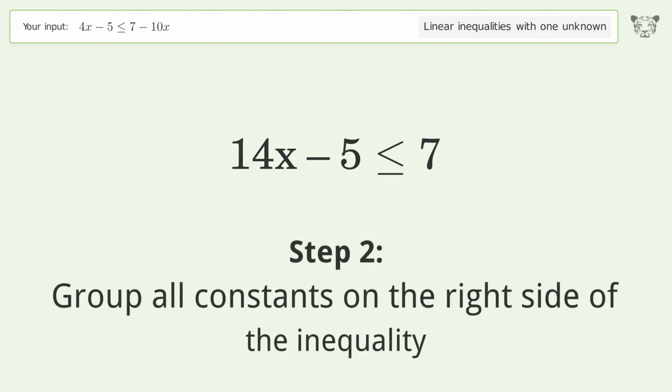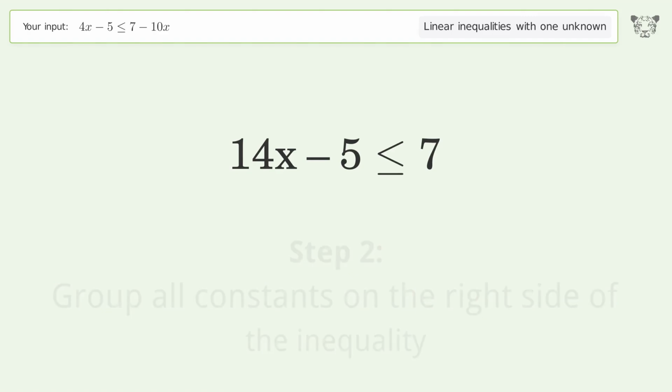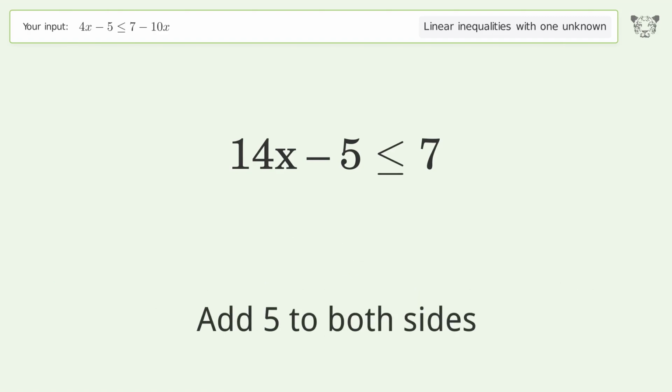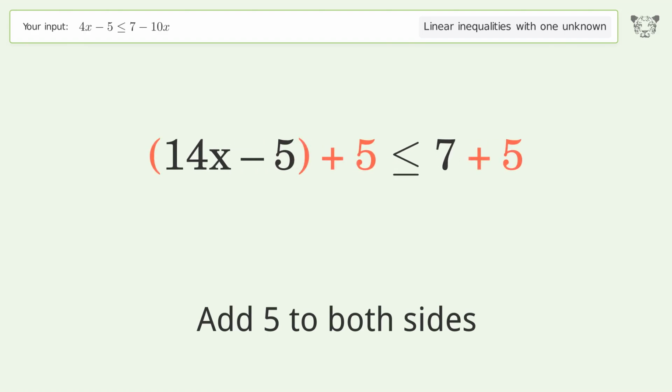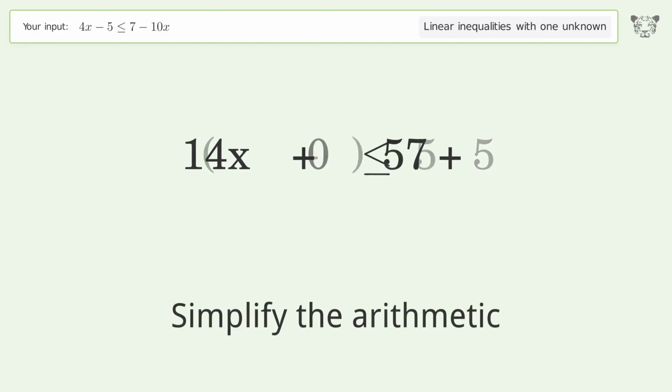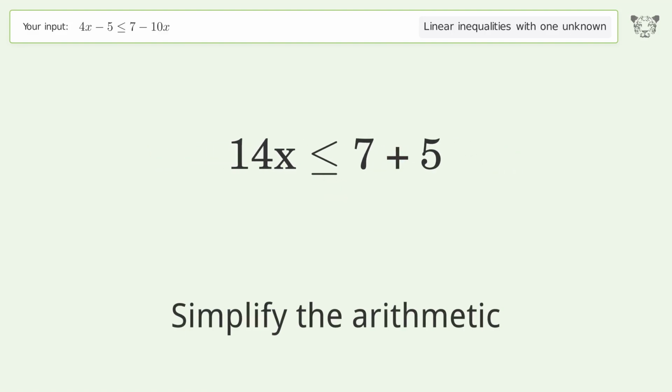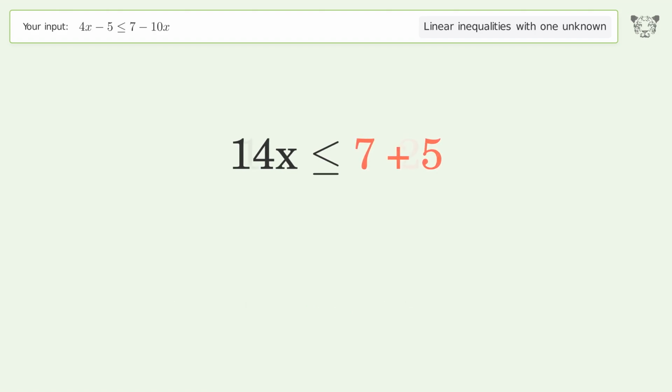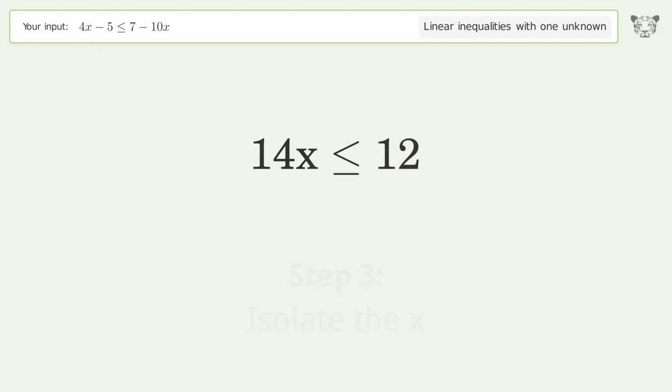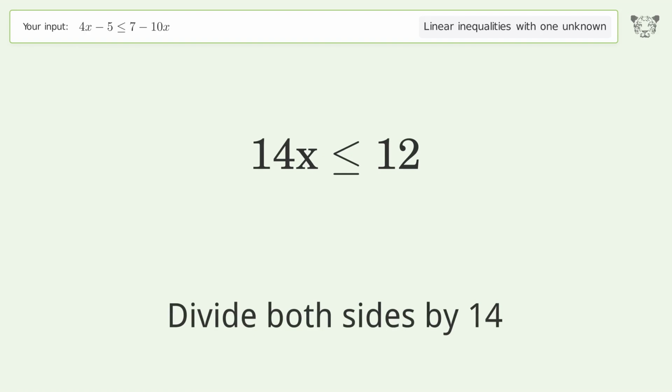Group all constants on the right side of the inequality. Add 5 to both sides. Simplify the arithmetic. Isolate the x. Divide both sides by 14.